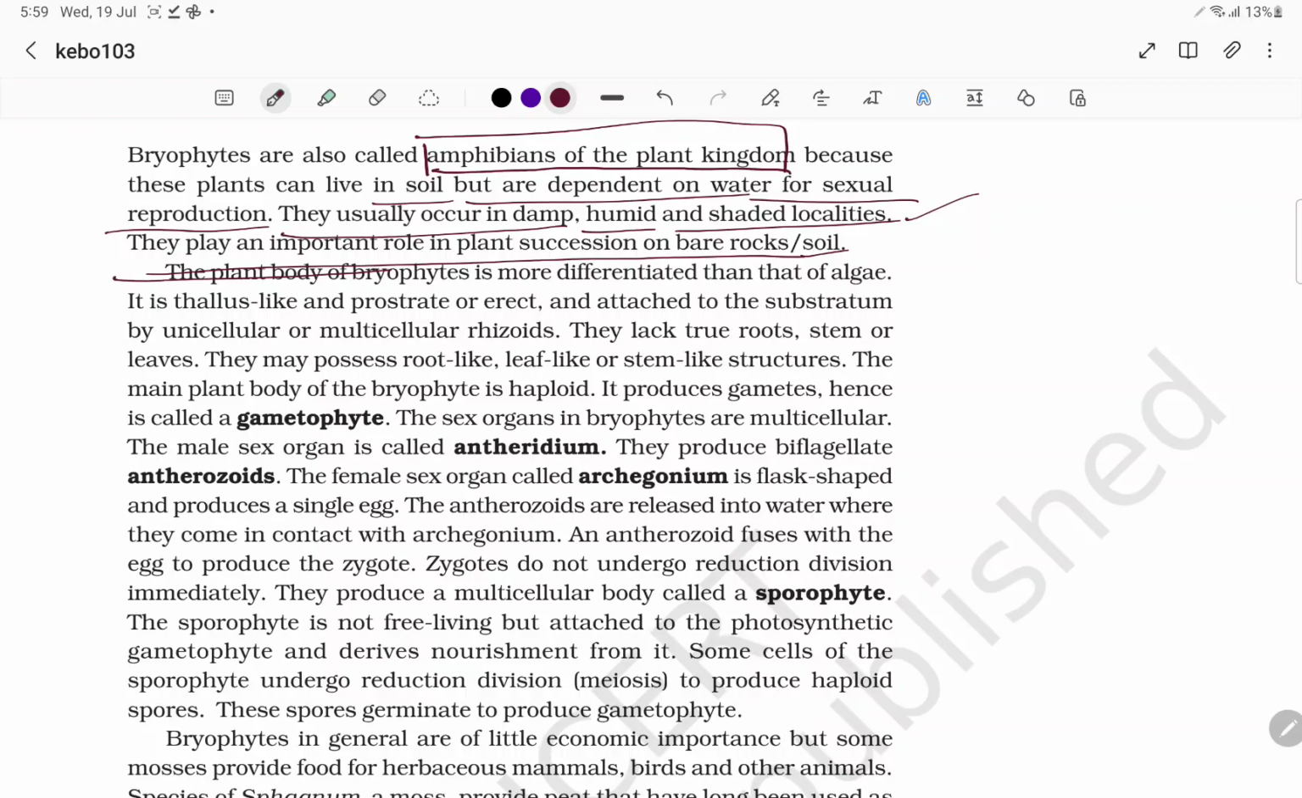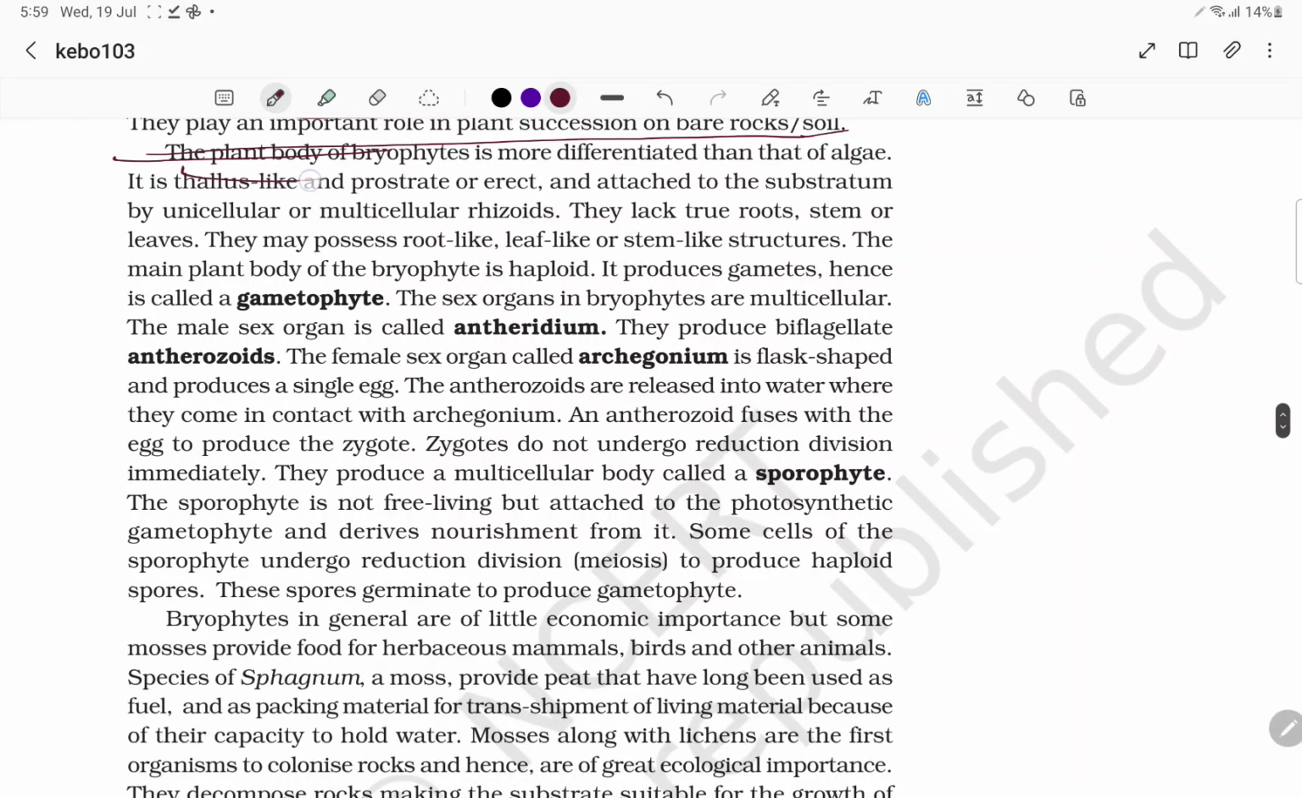So coming to plant succession, they are able to grow on barren rocks and soil like primary successors. They are primary successors, and we also call them pioneer successors. Lichens and moss can germinate. The plant body of bryophytes is more differentiated than algae.